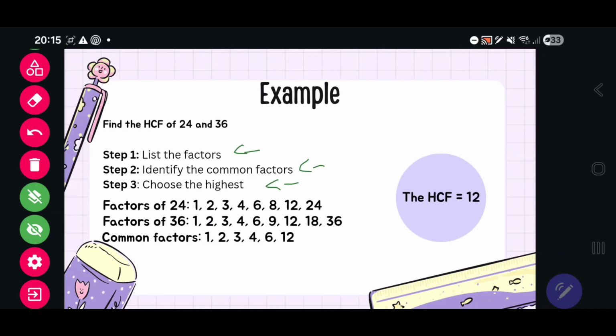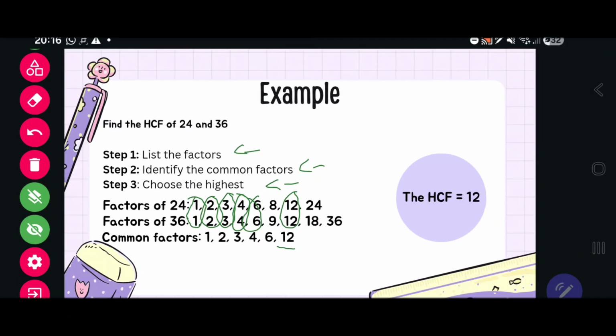Step 1 I've done. Factors of 24 would be 1, 2, 3, 4, 6, 8, 12, and 24. And then the factors of 36 are 1, 2, 3, 4, 6, 9, 12, 18, and 36. Now we need to identify our common factors. We can see 1, 2, 3, 4, 6, and 12 are common factors, and those are our only common factors. Now we need to see which one is the highest, which would be 12. And it's as easy as that. So let's get straight into our actual questions.